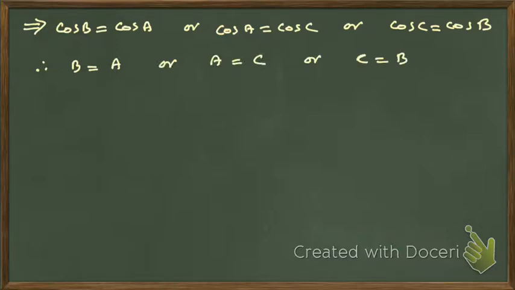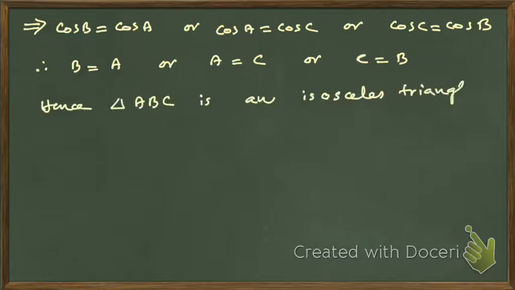So that means in the triangle ABC, either a and b are equal, or a and c are equal, or b and c are equal. So that means for sure at least one pair of angles are equal. Therefore, the triangle has to be isosceles.